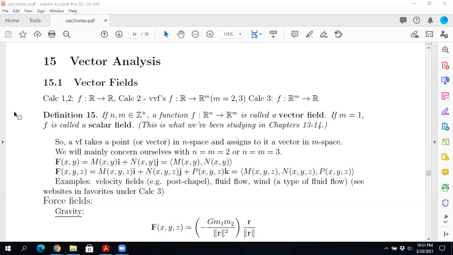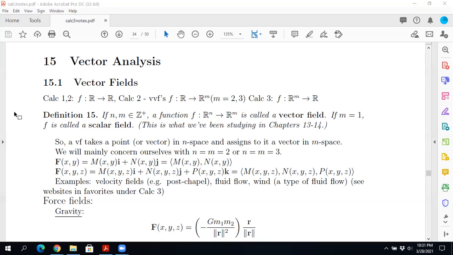Then we use P for the third one if we happen to be dealing with a vector field in three-dimensional space. So we would call the two-dimensional situation a vector field in 2D, and the three-dimensional situation a vector field in 3D. And by the way, a vector field from three-dimensional space to three-dimensional space, good grief, that, my friends, is going to require 6 dimensions to fully visualize the graph. We can't do that at all.